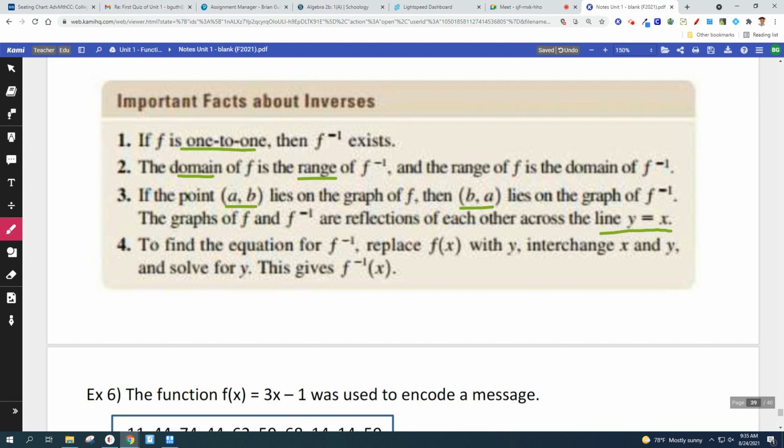Part 4, to find the equation for f inverse, replace f of x with y, interchange x and y, and solve for y. This gives the inverse.